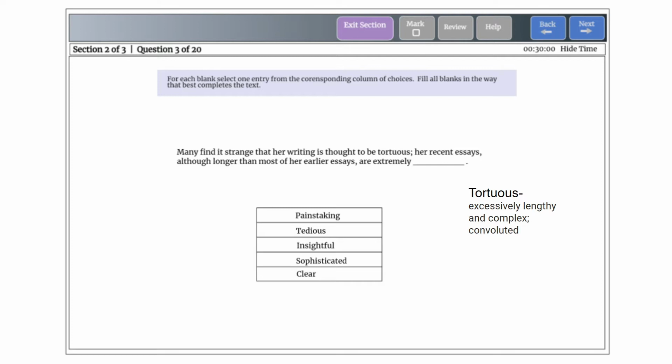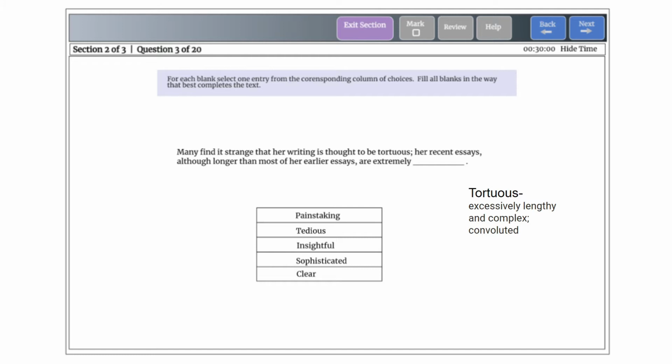So let's read through it and try to come up with a word for that blank before looking at the answers. Many find it strange that her writing is thought to be tortuous, lengthy and complex. Her recent essays, although longer than most of her earlier essays, are extremely blank.